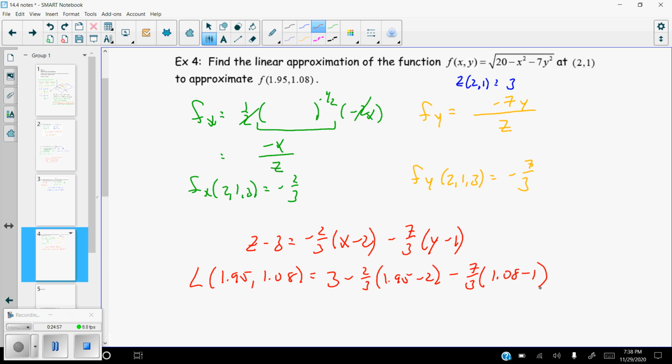This is not something you're going to have to do without a calculator, so it's going to be an approximation, by the way. It'll be an approximate decimal here. It's going to be about 2.8466, and then the 6's repeat, I believe. So there is your linearization.